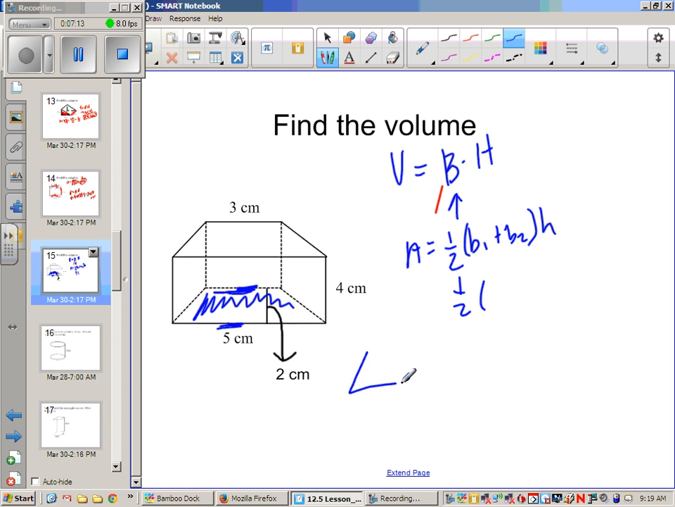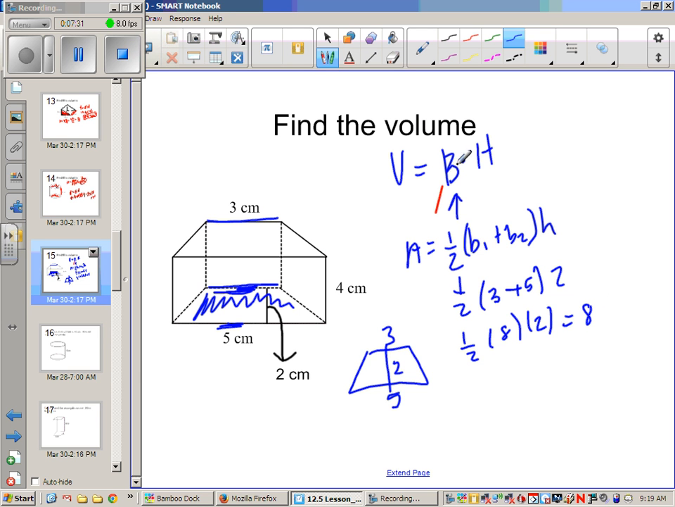If I were to take that trapezoid, it looks like this. 5, and I can see that this is 3. I'm just going to match that. So that's 3, and the height it looks like is 2. So it's going to be 3 plus 5 times 2, so 1/2 times 8 times 2, which gives me 8. So that's what my big B is.